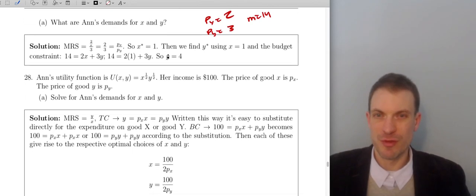Now we can find the demand for y using the budget constraint. x is equal to 1. The budget constraint is 14 equals 2x plus 3y. 14 is equal to 2 plus 3y, so y is equal to 4, right? 14 minus 2 is 12, divided by 3 is y.